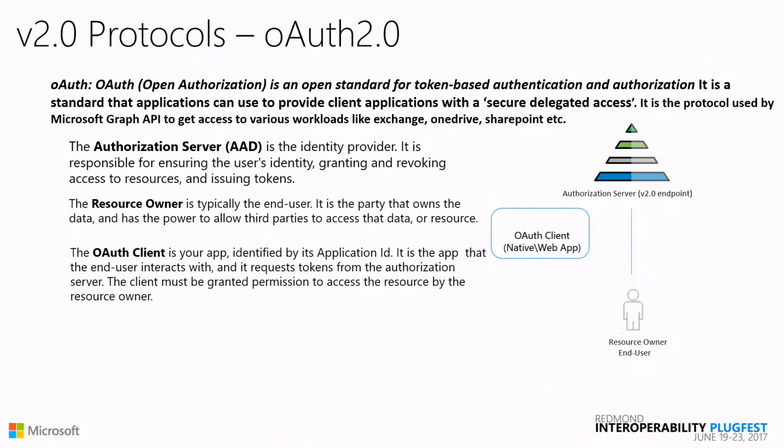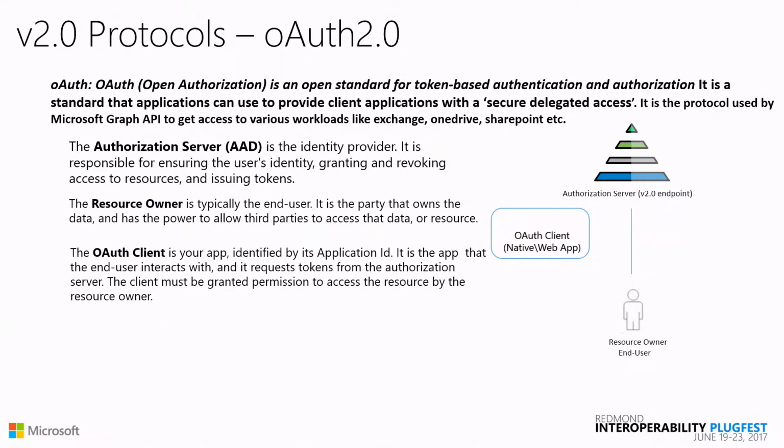Then we have OAuth client. OAuth client will be your app. Remember, as an app developer, you will be considered as an OAuth client, and you will be identified by your application. Based on the application, you can put restrictions that, okay, X app can read the data, but Y app can read and write the data, or can read and write the files. It's the app that the end user interacts with, and it requests token from the authorization server, which is like Azure Active Directory, and the client must be granted permission to access the resource by the resource owner.